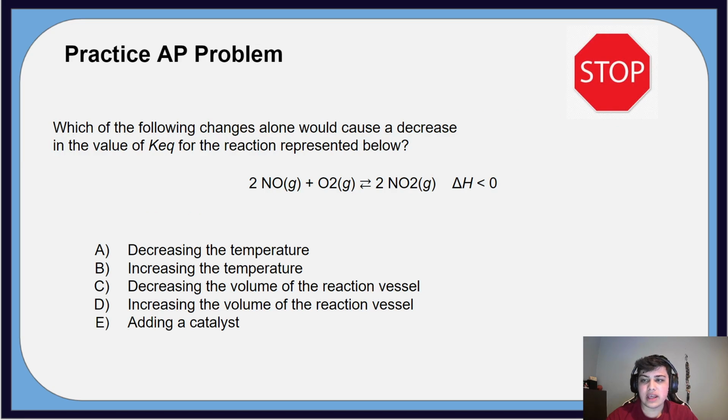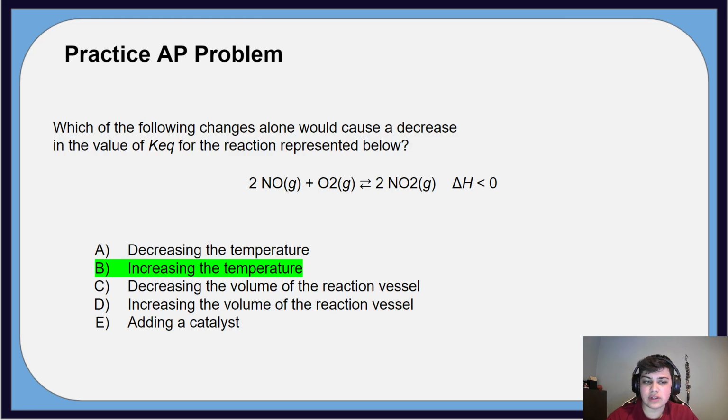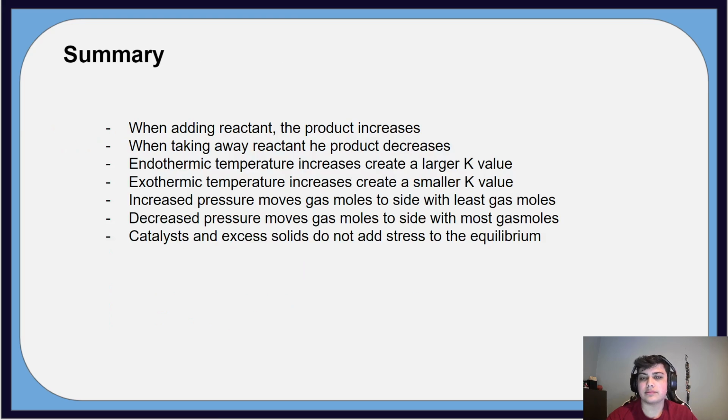This is a practice AP problem. Which of the following changes alone would cause a decrease in the value of K for the reaction represented below? I'll give you a moment to stop and answer this question. Give it a shot. And if you took your time and answered that question, you would see that the answer is B, because if you increase the temperature in this equation, the value of K would decrease because there are more products being created.